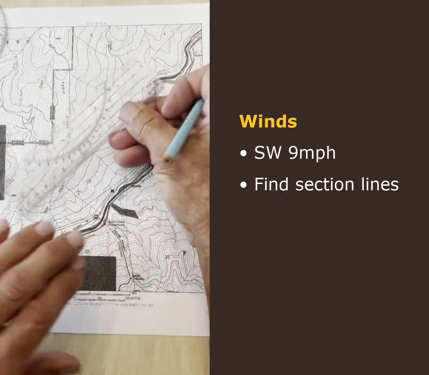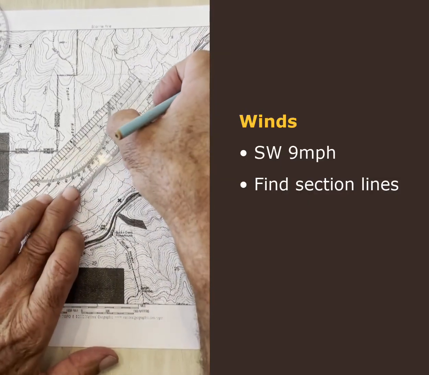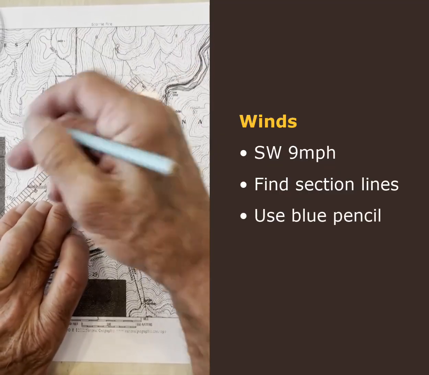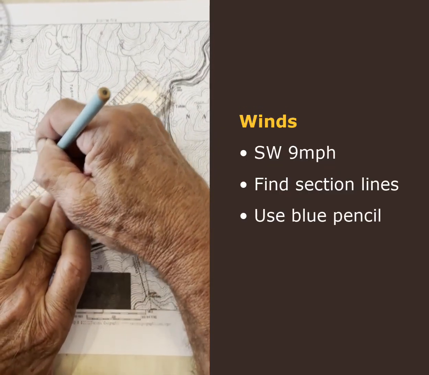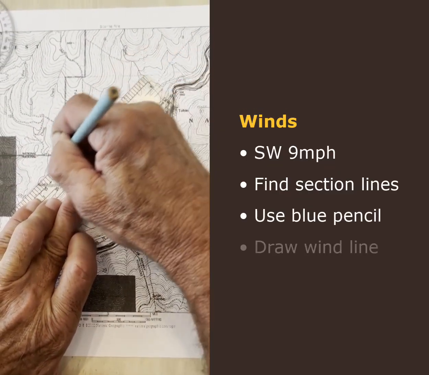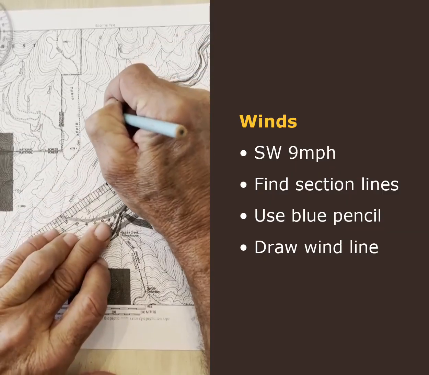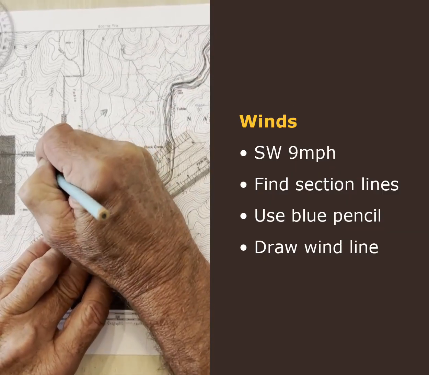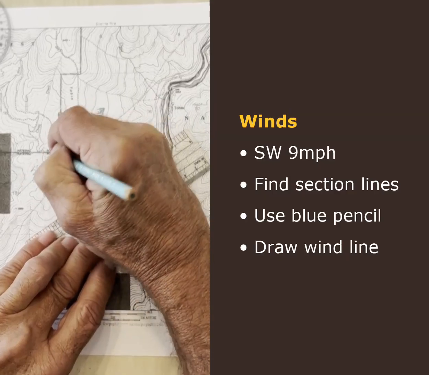We take our ruler and we use a blue pen for this. This is just part of our organization. We draw our wind line. That's the direction the wind is coming from. And we'll write southwest 9 miles per hour.